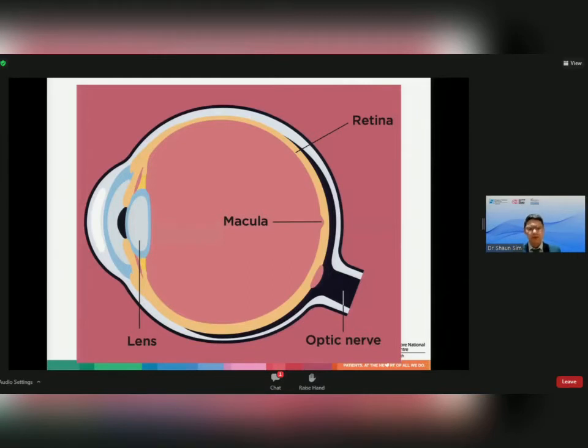When you look into the mirror, you're actually looking at structures in the front, mainly the cornea. Now, the macula is actually a specific region in the retina, and it gives us clear, fine vision.